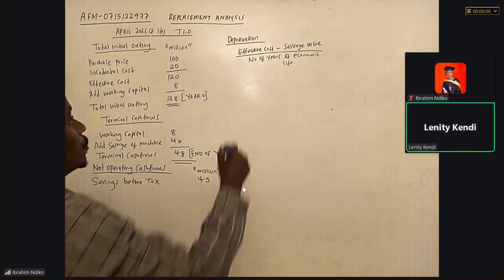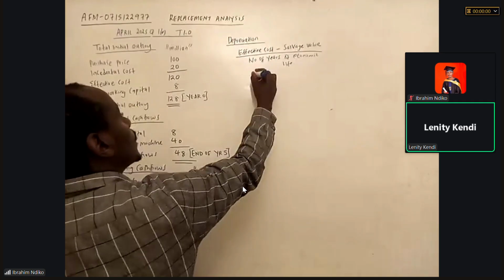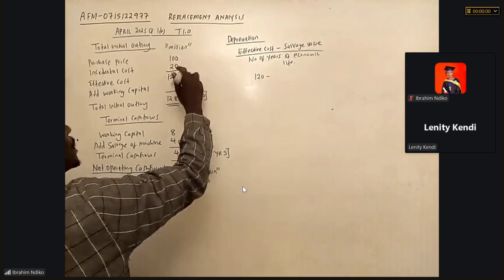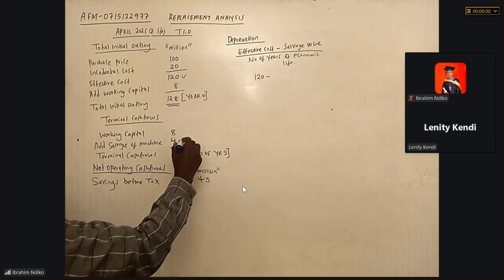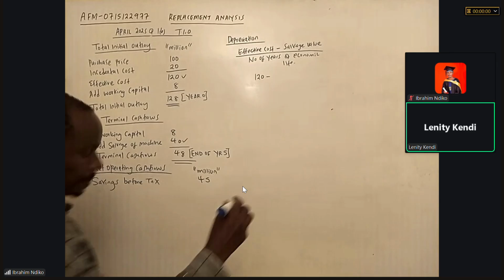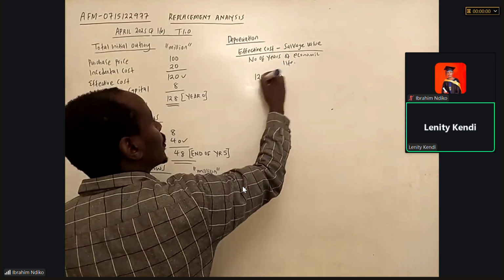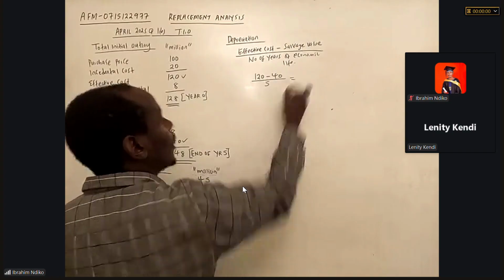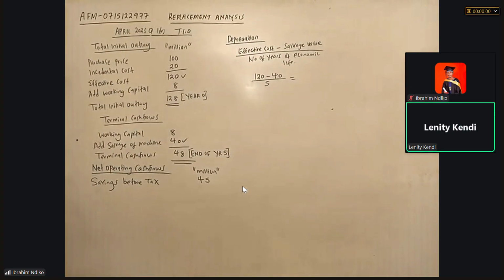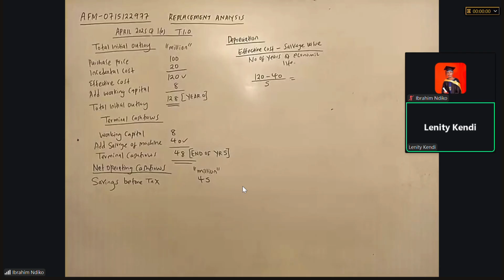Yes. So effective cost is 120. Our salvage value was 40. And then it was for how many years? 5 years. What would be the depreciation? So 120 minus 40 over 5. It's 16. Yes, 16.